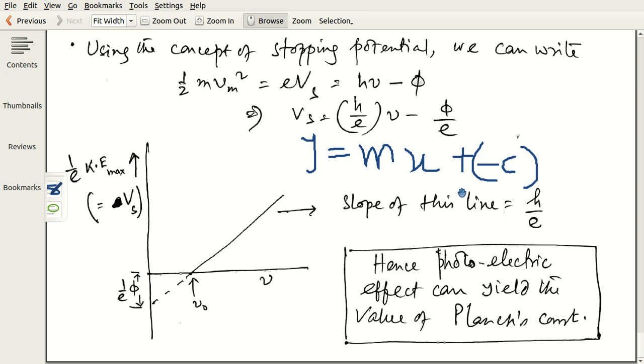So hence, using the photoelectric effect, you can also evaluate the value of the Planck constant. Measure the slope of the curve, and use the charge of the electron, and in this way you calculate the Planck constant. So we stop here.